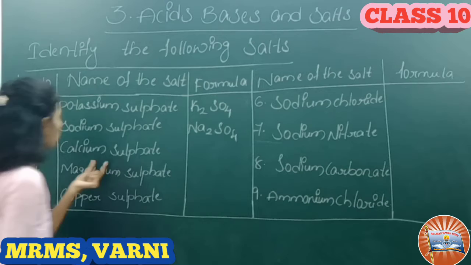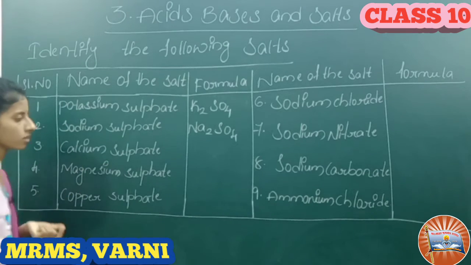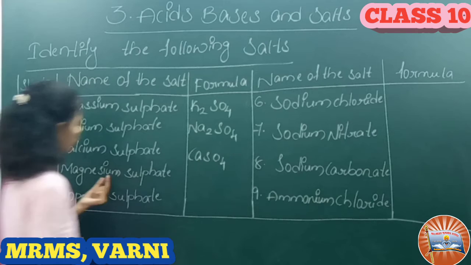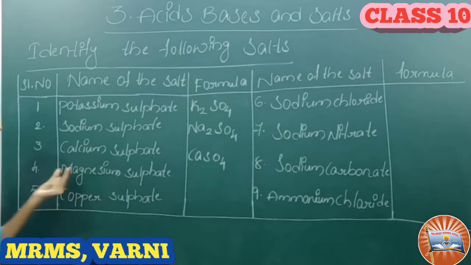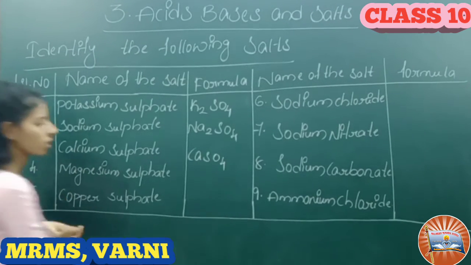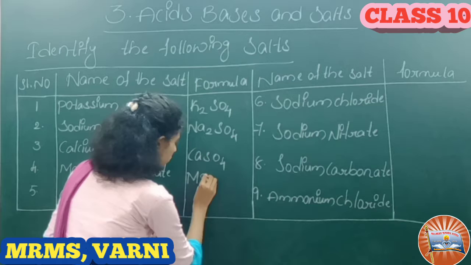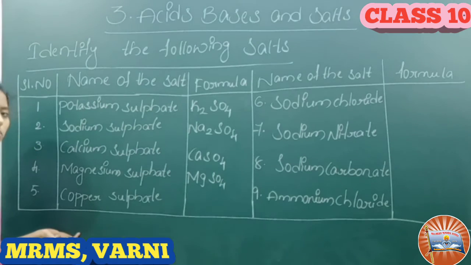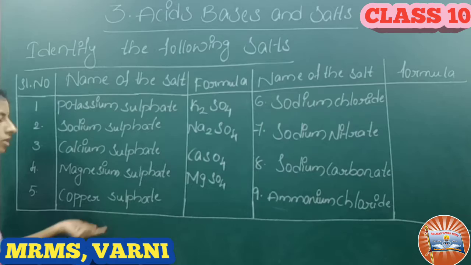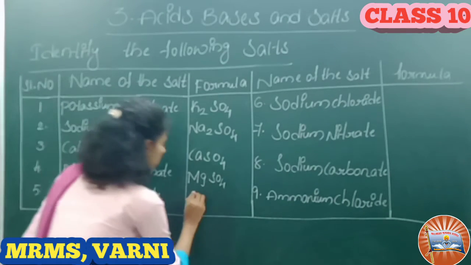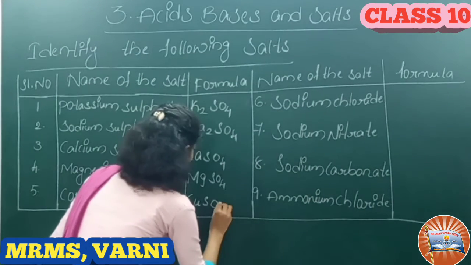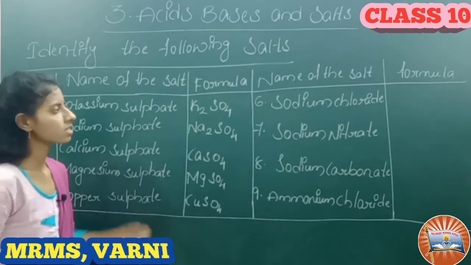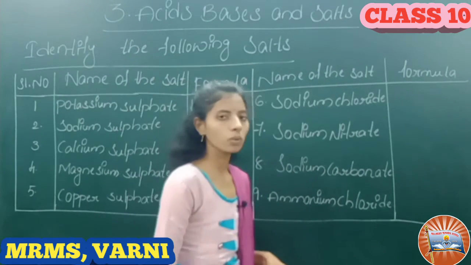Na2SO4. Next, calcium sulfate, this is CaSO4. Next, the fourth one is a magnesium sulfate. Magnesium is a Mg and sulfate is a SO4. So magnesium sulfate is MgSO4. And copper sulfate. Copper is Cu and sulfate is a SO4. So this is CuSO4. And next, come to sixth one, sodium chloride.